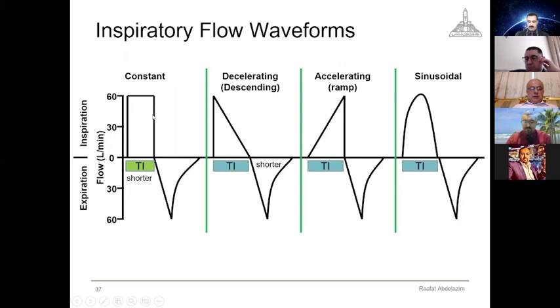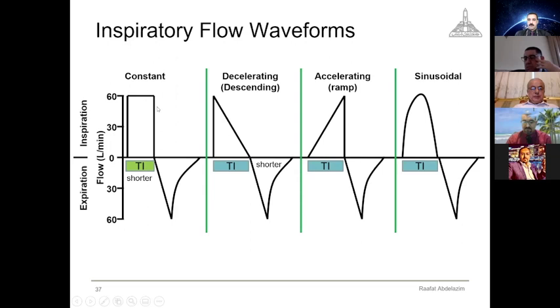After inspiration, the ventilator stops flowing, and the flow will pass from the patient to the ventilator in the opposite way, so the ventilator will give a negative wave. So the wave above zero is the inspiration, and the wave below zero is the expiration. During controlled mechanical ventilation with volume control, the inspiratory waveform will be in this shape that we call constant or square waveform.